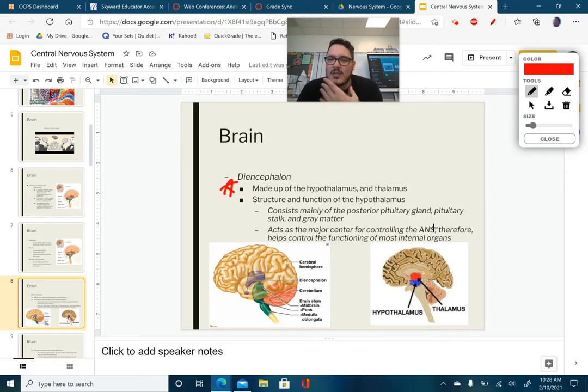It's made up of the posterior pituitary gland, the pituitary stalk, and gray matter. We're not going to need to worry too much about that. That's the pituitary gland. That's something we're going to learn a lot more in the endocrine system, but for now, we're fine. The purpose of this is what we really are paying attention to. So what does the hypothalamus do? It acts as a major center for controlling the ANS, the autonomic nervous system. Remember, the ANS splits into the sympathetic and parasympathetic division. Therefore, it helps control the functioning of most internal organs.